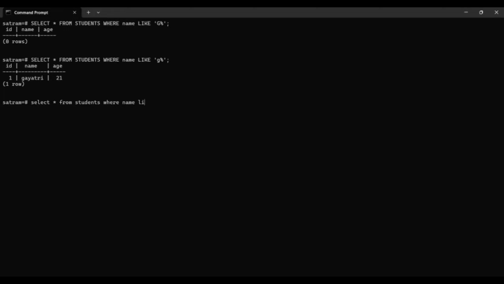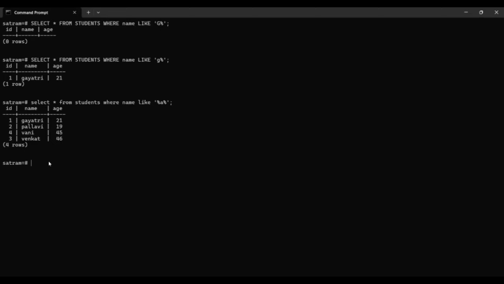So this LIKE operator is case sensitive. When you give capital G, it doesn't work. When you give small g, it does work. Percentage is nothing but any number of characters after G. In the next example, between the two percentages I have written A. That means A is contained in the word. For example, Gayatri has A in between.